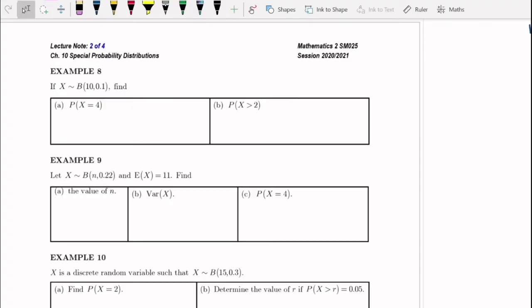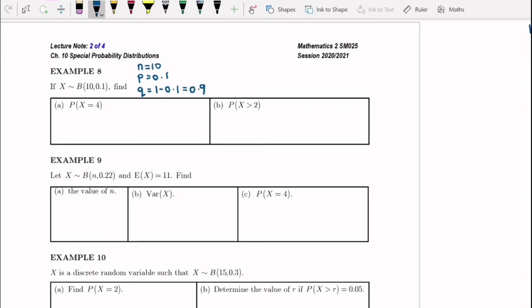Let's look at example 8. If X is binomially distributed with n equals 10 and p equals 0.1, find the value of the probability P(X = 4). From this question, we have n equals 10 and p equals 0.1. So from here, we can find q. q is 1 minus p, which is 1 minus 0.1 equals 0.9.